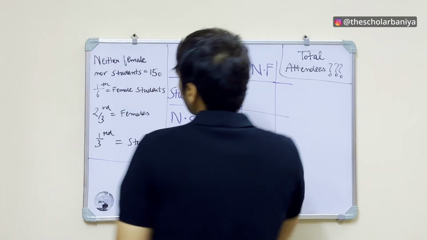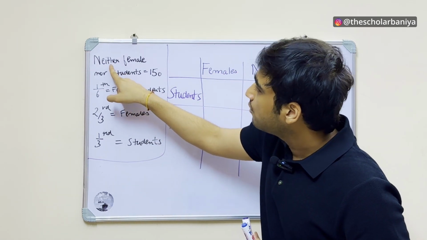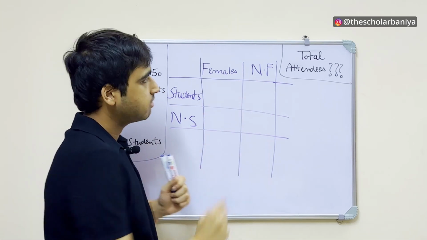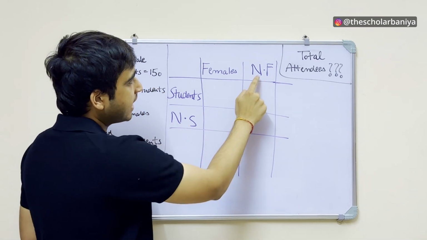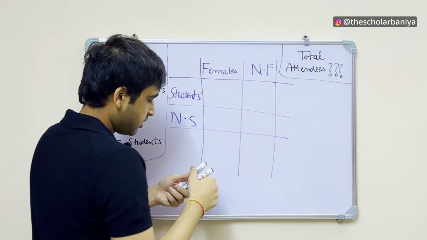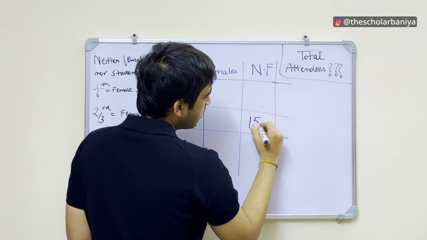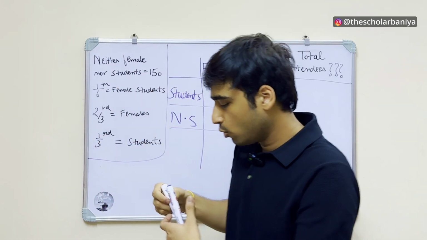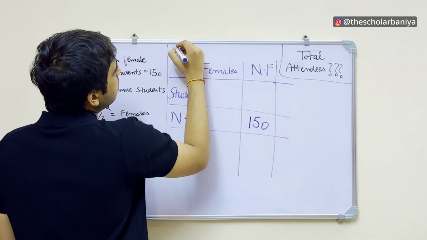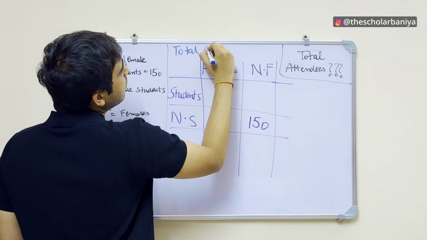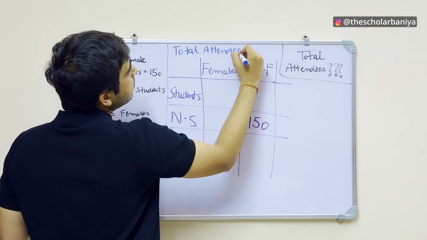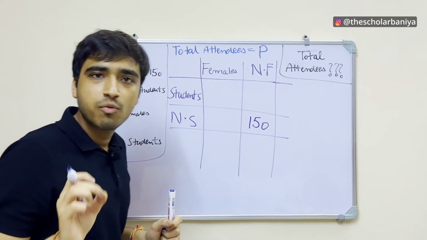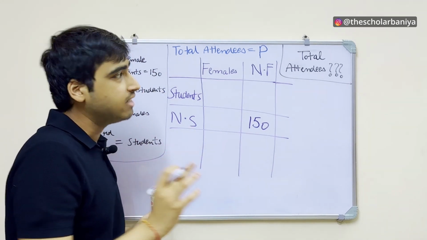Okay, so now let's see. We are given that neither female nor student is 150. What is neither female? Neither female is this, non-female, right? And non-student is this. So neither female nor student is this cell. So this is given to be 150, right? Now, let's suppose the total number of attendees is equal to, for example, P. The total number of attendees in the whole thing is P, right?